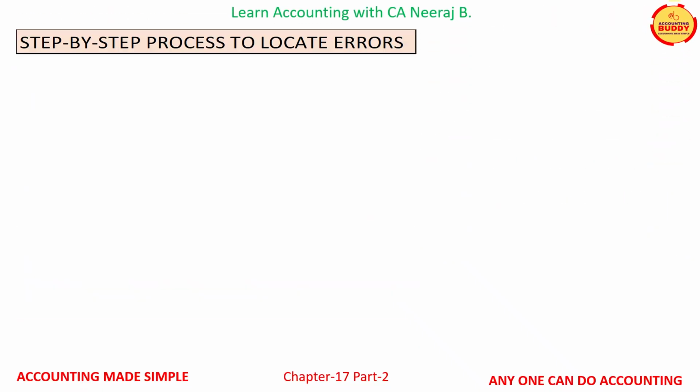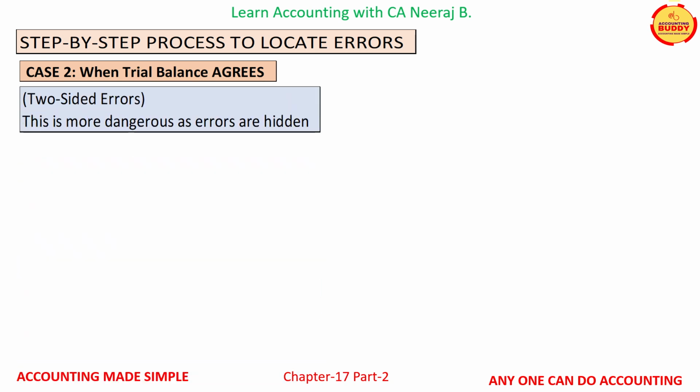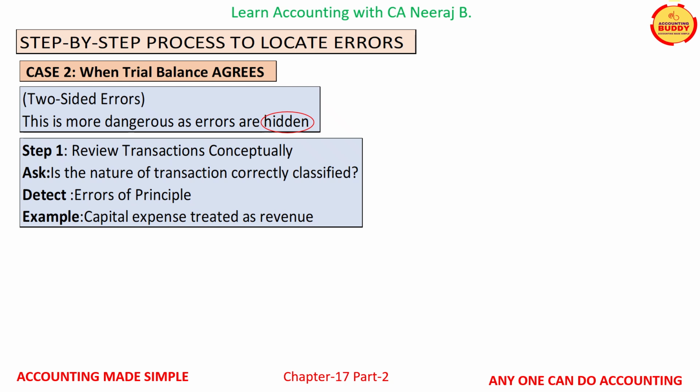Now let us understand the step-by-step process to locate errors when the trial balance agrees. Two-sided errors are dangerous as errors are hidden. First, review the transactions conceptually. While reviewing the transactions, ask whether the transactions are correctly classified and try to pick errors of principle, such as capital expenses treated as revenue and vice versa.